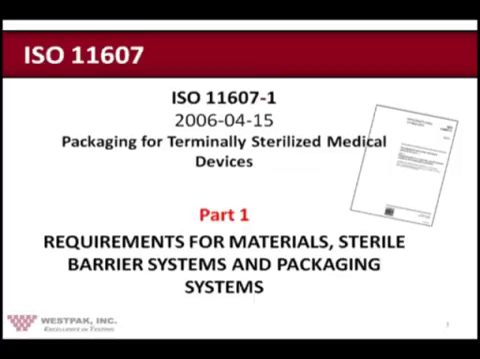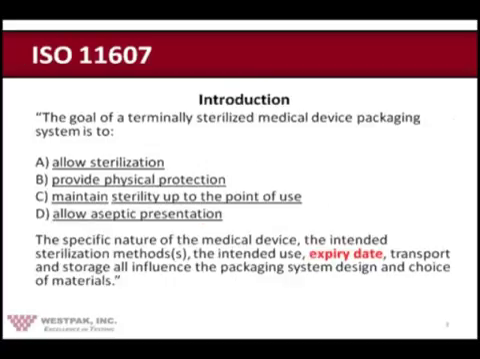And the place we need to start is this ISO 11607 document. There are two parts of the most recent edition, which is the 2006-4-15 edition. Part 1 is called Requirements for Materials, Sterile Barrier Systems, and Packaging Systems. And that's exactly where we're going to poke our nose for the next hour. This is where we're going to focus our attention, and specifically, we're going to look at the introduction to this document first.